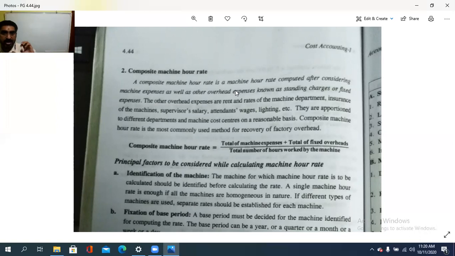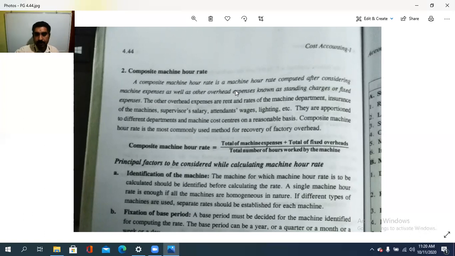In the other one, what was the ordinary machine hour rate? Total of the machine expenses divided by total number of hours worked by the machine. Here, why are the fixed charges added? Like supervisor's salary, attendance wages, lighting expenses, insurance of the machine, rent and rates of the machine department, such expenses connected with that machine which are fixed and likely to occur every month, all of them are added up. So total of the machine expenses plus total of the fixed expenses divided by the total number of hours worked by the machine.